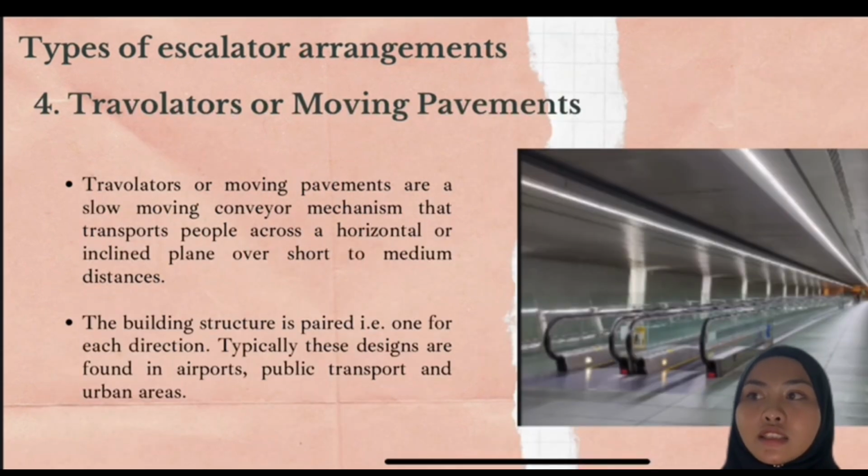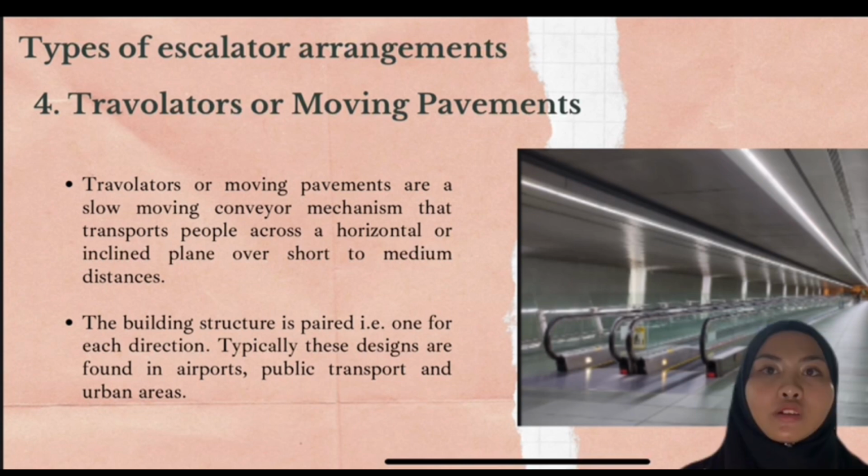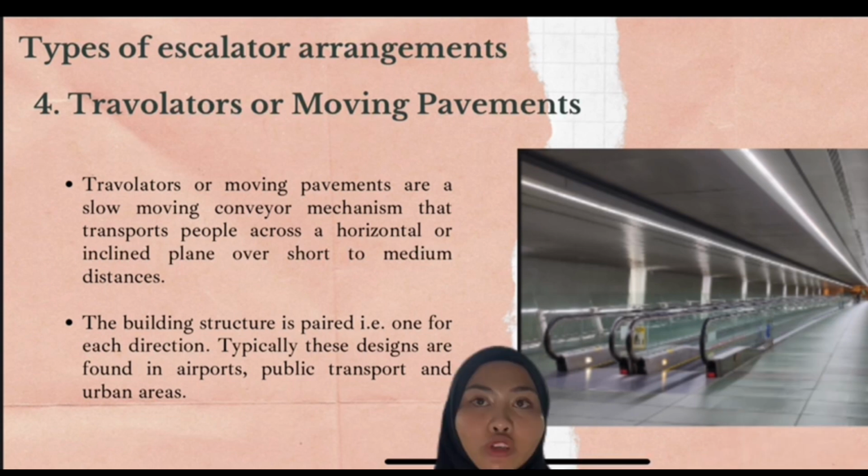And the last is travelators or moving pavements. A travelator is a slow-moving conveyor machine that transports people across a horizontal or inclined plane over short to medium distances. The building structure is paired, one for each direction. Typically, these designs are found in airports, public transport, and urban areas.